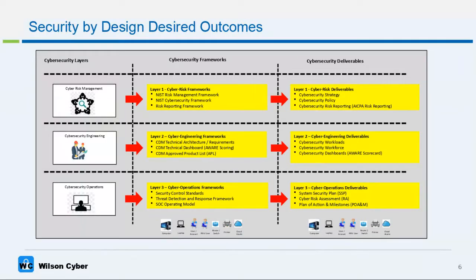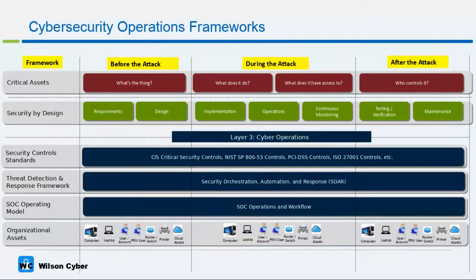And for the operations, which is this week, we have 3 frameworks again: security control standards, threat detection and response, and the SOC operating model. And for deliverables, we have the system security plan, the cyber risk assessment, and the plan of action and milestones. And here are the cyber operations frameworks. Once again, we're looking at 3 different stages of the attack: before, during, and after. We focus on critical assets: what's the thing, what does it do, what does it have access to, and who controls it. And security by design: before the attack, requirements and design; during the attack, implement, operate, and monitor; after the attack, test and maintain.